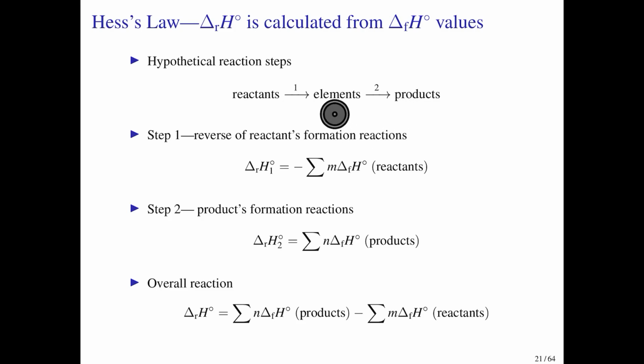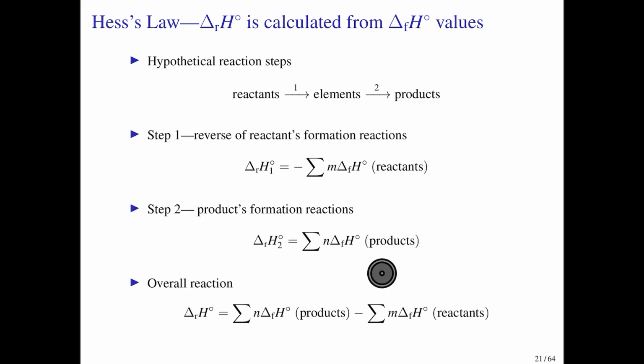The second step, the second conceptual step, is the forward direction of a formation reaction. Here we're forming the products. And so the enthalpy of reaction for this second step is a sum over the enthalpies of formation for all of the products multiplied by their stoichiometric coefficients in the products. Hess's law tells us to get the overall delta H, what we need to do is add up the delta H of the two steps. And so we wind up with this products minus reactants formula.